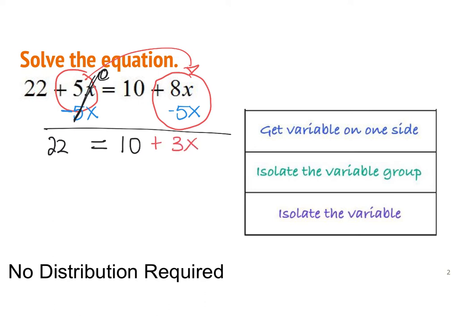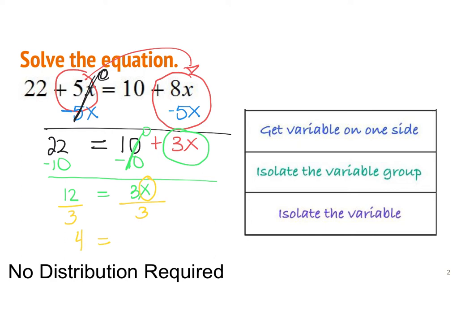Now we can isolate variable group by getting rid of the 10, so minus 10 on both sides. 22 minus 10 is equal to 12. That gave me 0, 3x stays. Now we can isolate the variable by dividing by 3. So 12 divided by 3 is equal to 4. 3 over 3 is just equal to 1. So one of these x. Notice how neat I am writing. Notice how clear I can see what I am doing, so I do not confuse myself.